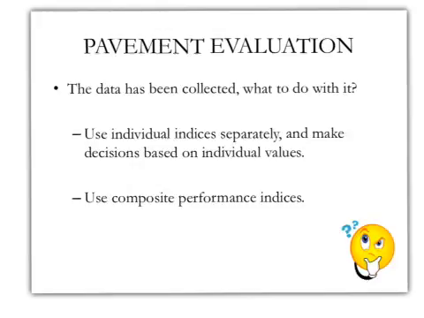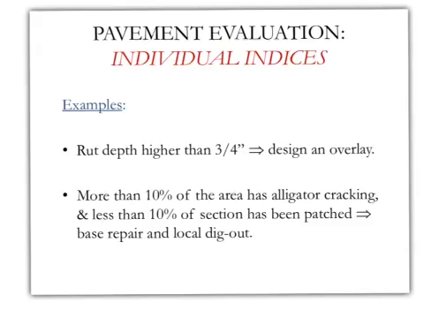Typically we try to use individual indices separately to make decisions based on the individual values, or we can be more productive by having composite performance indices that can lump the overall performance of the pavement together in one single number. Here's an example of an individual index. I may deal with lots of rutting, and therefore I can come up with a rutting individual index. As you can see here, if I have a rut depth higher than 3/4 of an inch, then we have to fix this problem by designing an overlay.